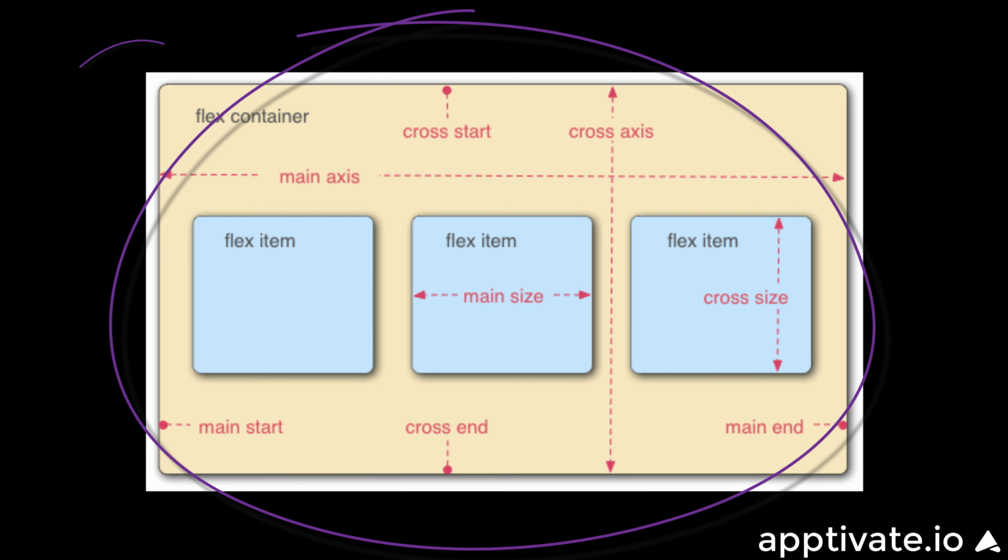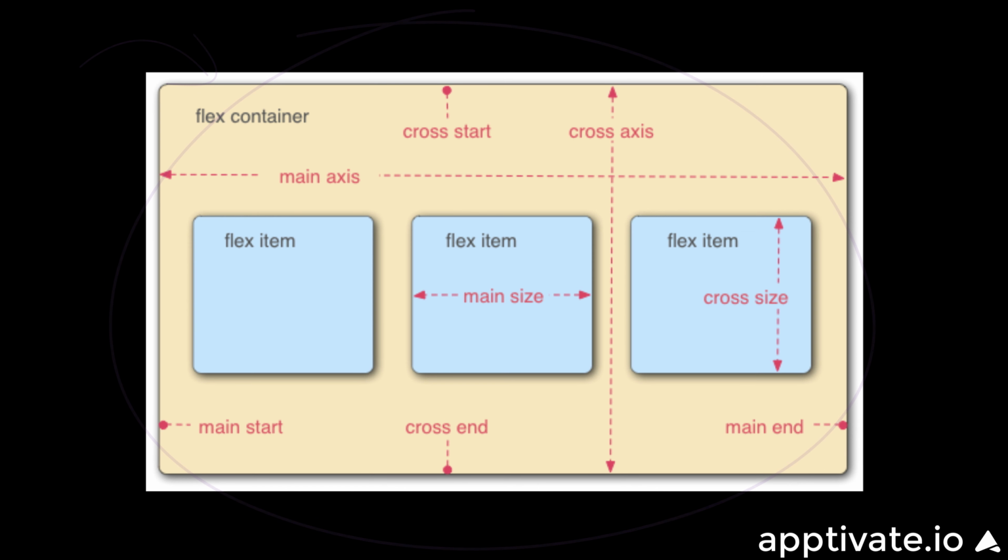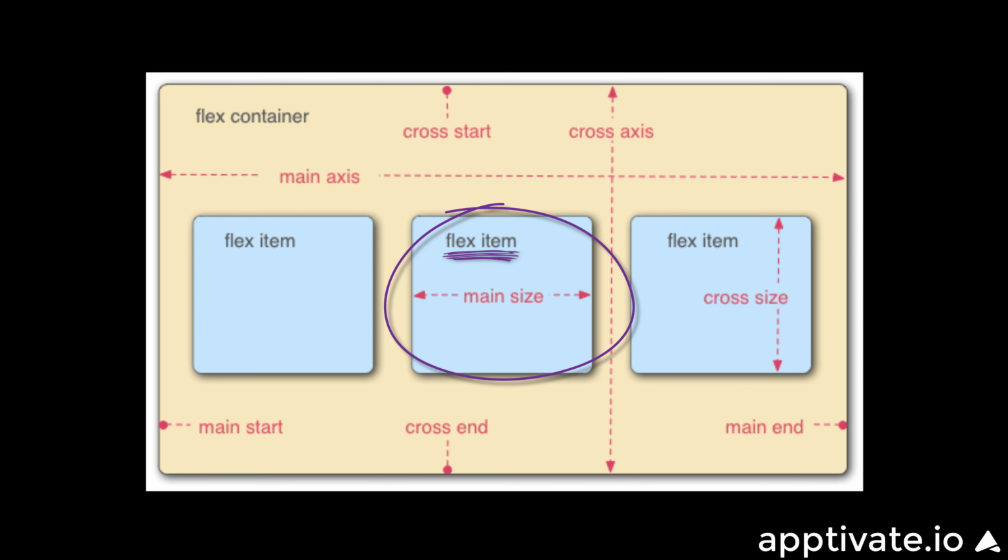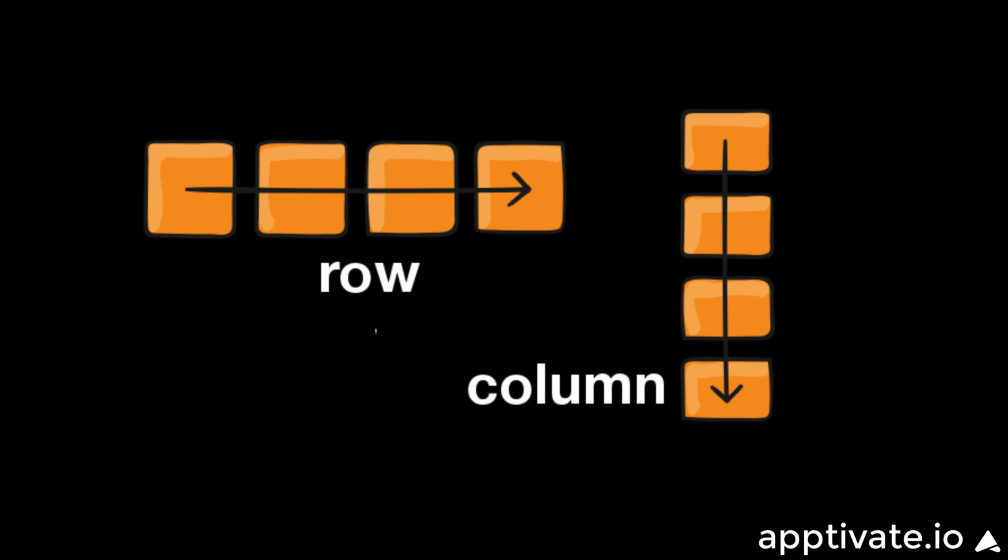A flex container or parent expands the size of its children to fill up its available space. A flex container must specify a flex direction property. The children can be laid out in horizontal rows or vertical columns.